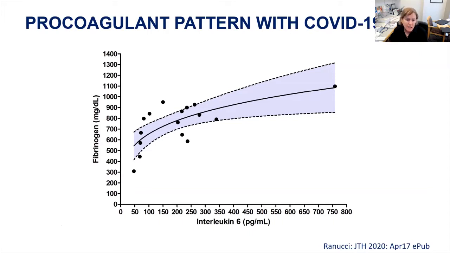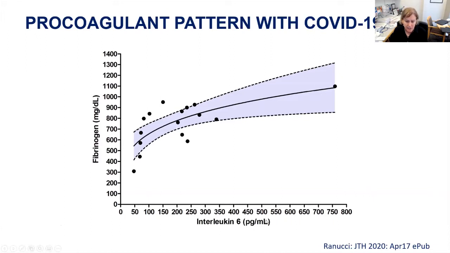So this data came from Ranucci's group in Italy very early on, when Italy was struck with COVID, again, before the rest of the world. They looked at IL-6 levels and fibrinogen concentration. And this is where we first really began to appreciate that this was immunothrombosis, thromboinflammation, and that inflammation was driving the coagulation abnormalities that we saw.